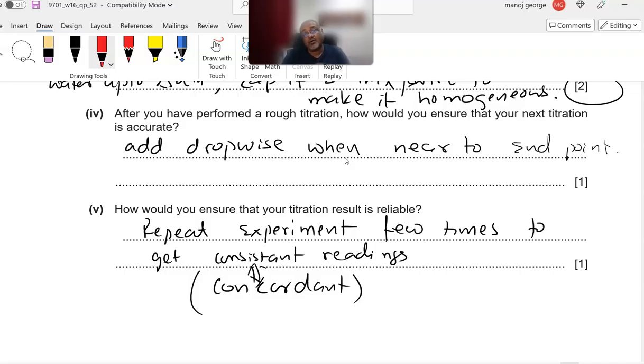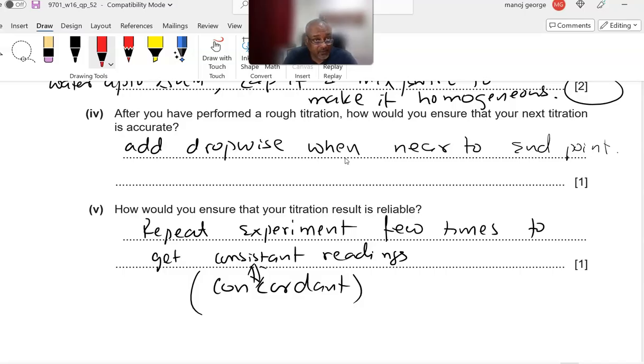Now remember, the rough titer already gives you an approximate endpoint. So you know, for example, if the endpoint was 26.1, remember you don't say 26.1, you have to say 26.10 or 26.15. Remember, the second digit after decimal during titration has to be 0 or 5.